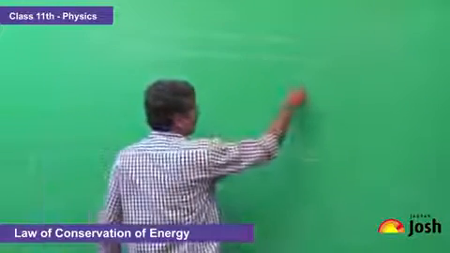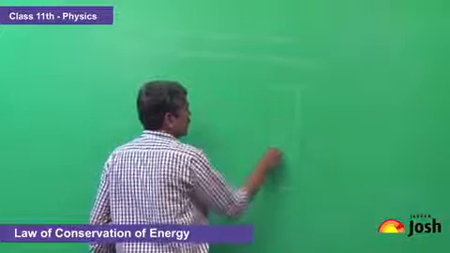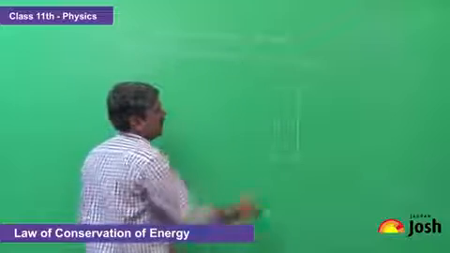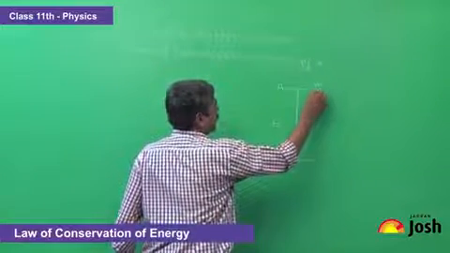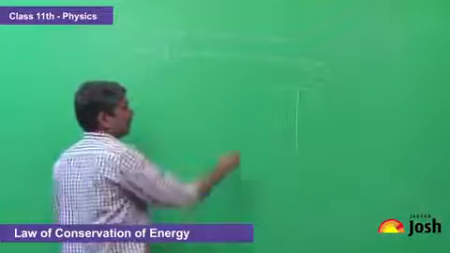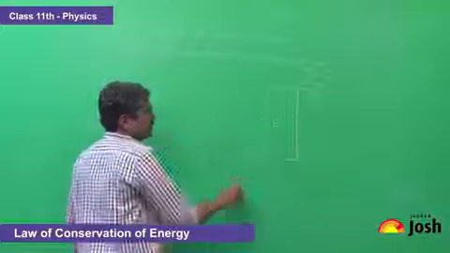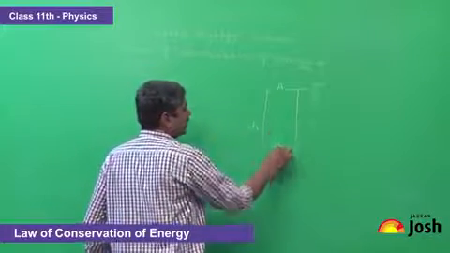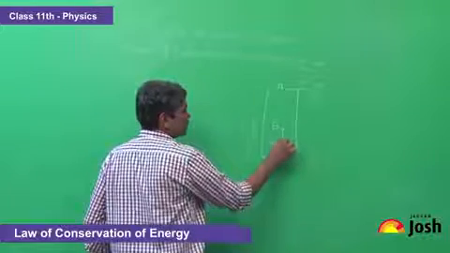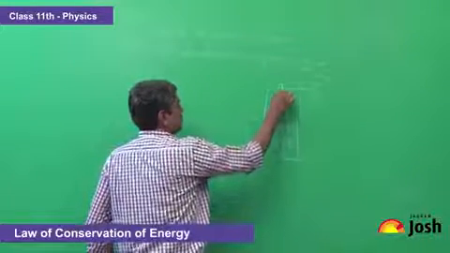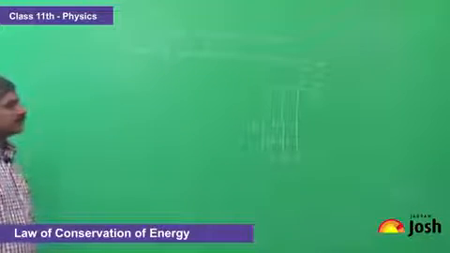For the proof, we will choose three points A, B and C in the vertical direction, and suppose a block of mass m is dropped from point A. Let the height of point A above the ground be h, and the height of point B above the ground be h minus x. It means point B is at a distance x from A.